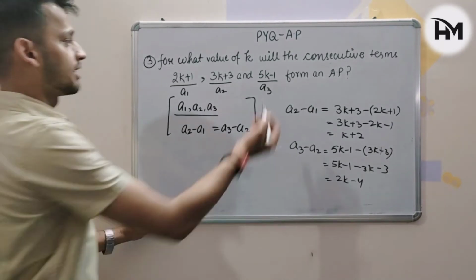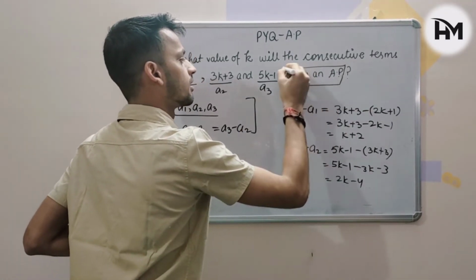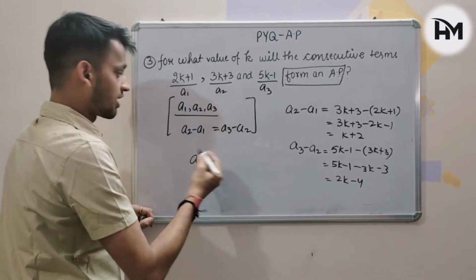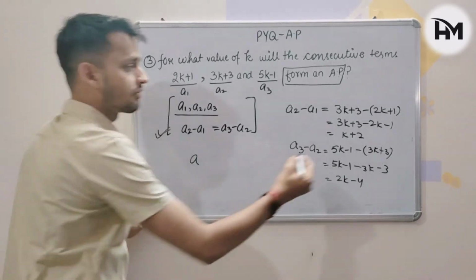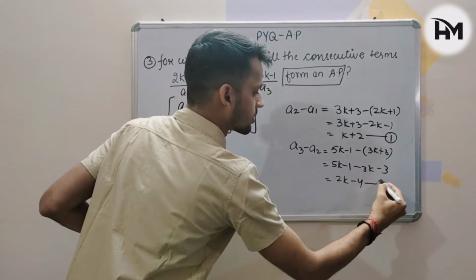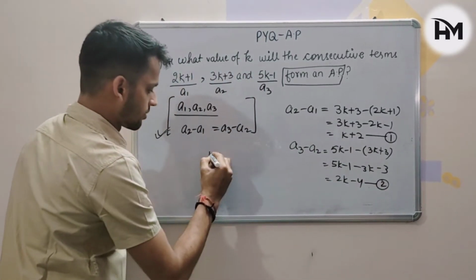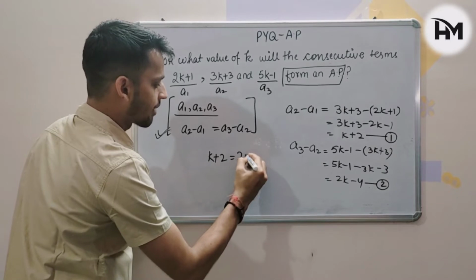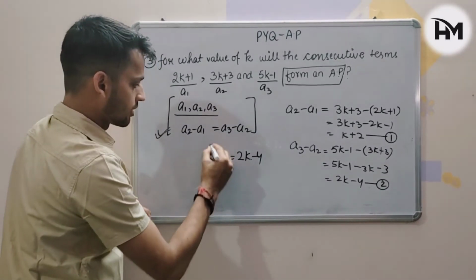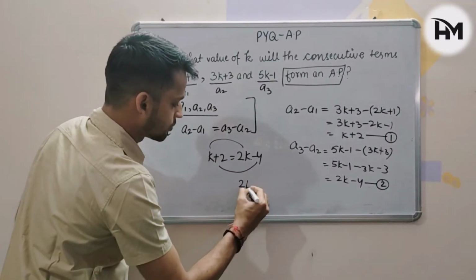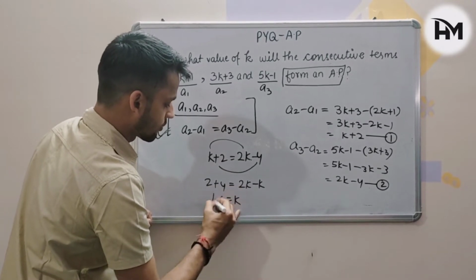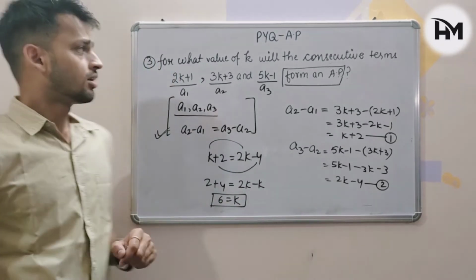And it is given that they form an AP. Now, it has been stated that these form an AP. If they form an AP, then definitely they will be of this form, and we can equate this equation and this equation. Then we have k plus 2 is equal to 2k minus 4. Take this to this side, and that to the other side. Then 2k minus k equals 2 plus 4, 6 equals k. So we get the value k equals 6.